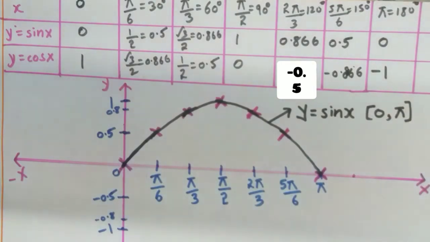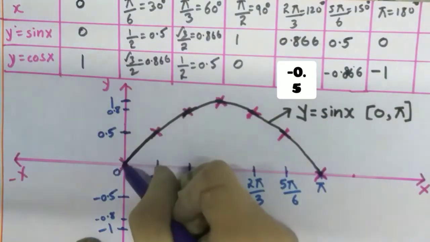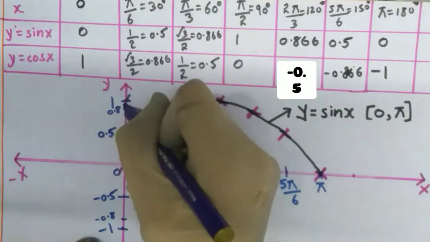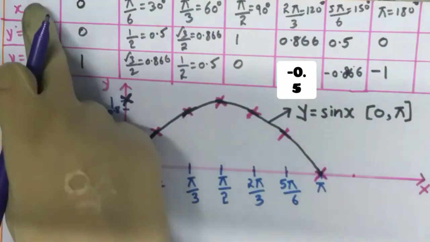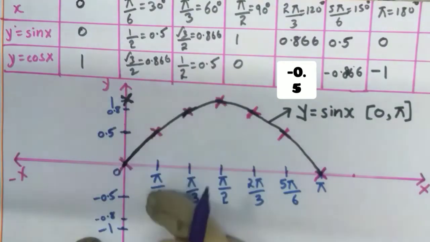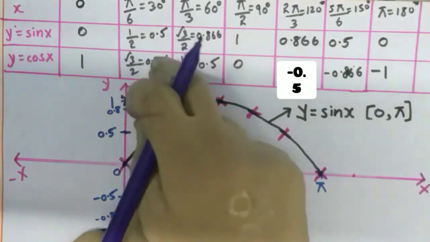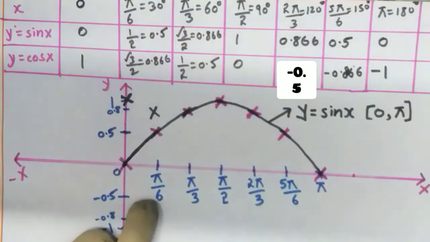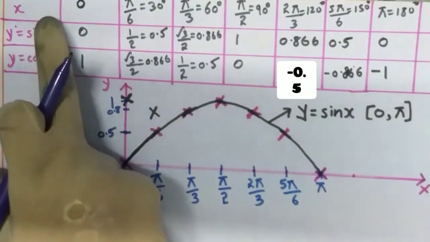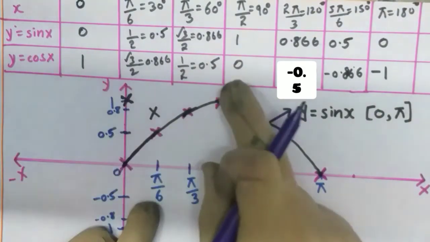Now let us plot the points for y is equal to cos x. When x is 0, y is 1. When x is 0, y is 1 means this is my point. Next I have when x is 30, y is 0.866. When x is pi by 6, that is 30, y is 0.866 means this is my point. Next I have when x is 60, y is equal to cos x is 0.5 means here.